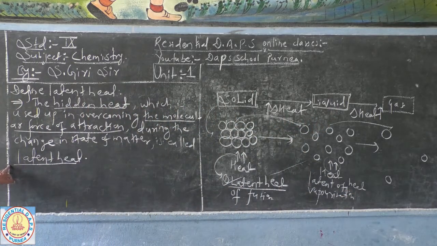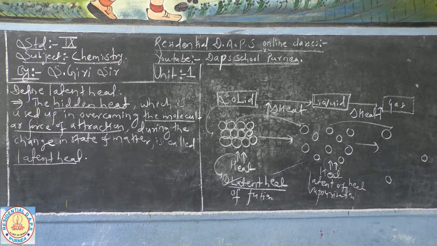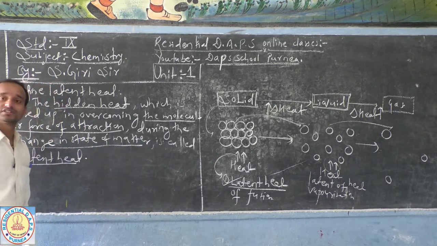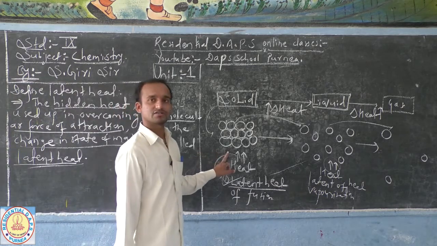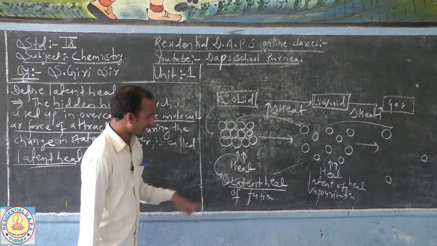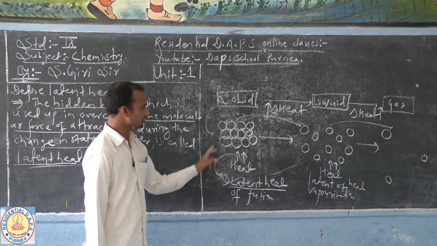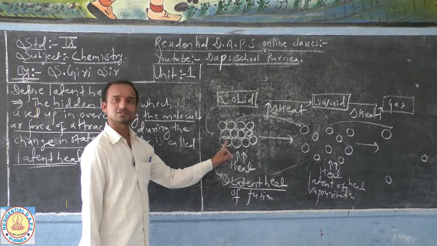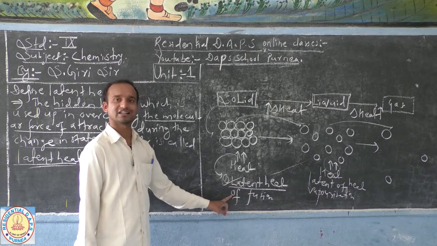So, dear student, I think from here you are clear about what latent heat is. Simply, you have to define latent heat as the hidden heat which is used up in overcoming the molecular force of attraction during the change in state of matter without rise in temperature. When you want to change solid into liquid, you apply heat energy to the solid, and the hidden heat used up to break the solid molecules is known as latent heat of fusion, or latent heat of melting.